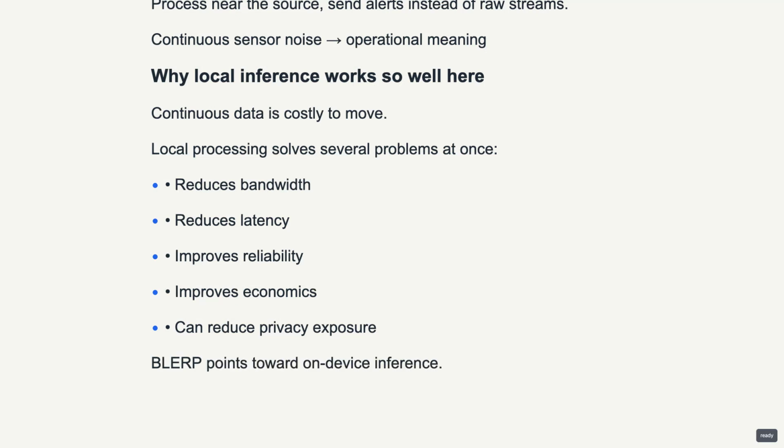Those five pressures line up in the same direction. Bandwidth, latency, economics, reliability, and privacy all favor on-device inference when a system is large, fast-moving, or remote.